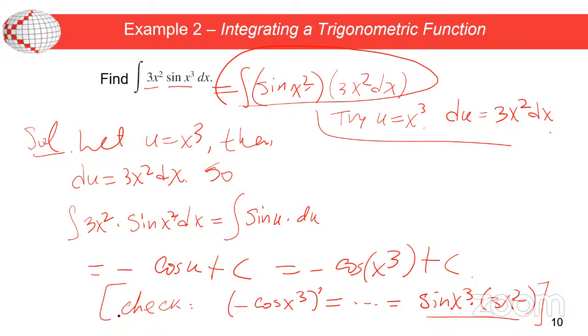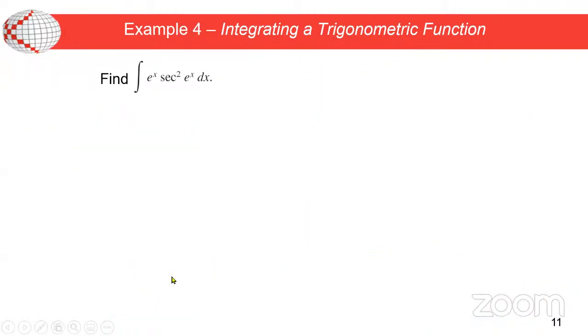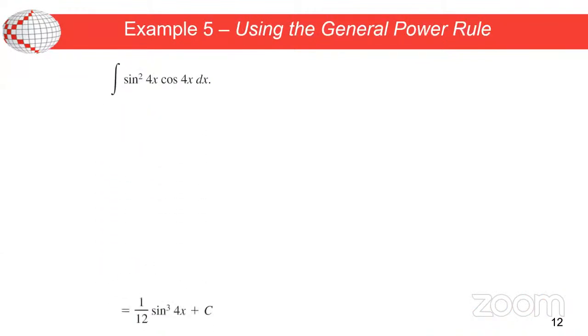Okay, so that's an example for substitution. Whenever you see a composite function as a factor of the integrand, you can always try to set u to be the inner function of the composite function. Okay. I will again skip one and go to this one here.